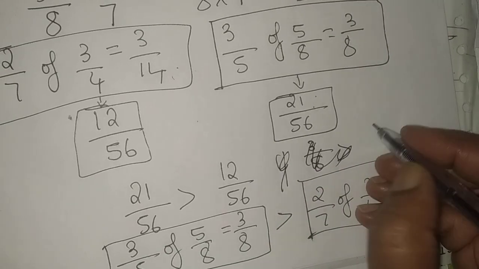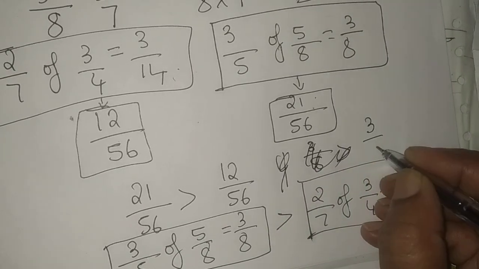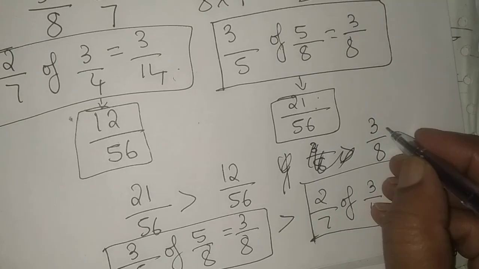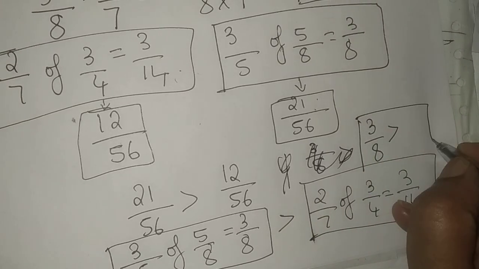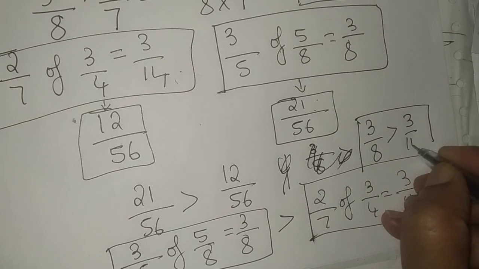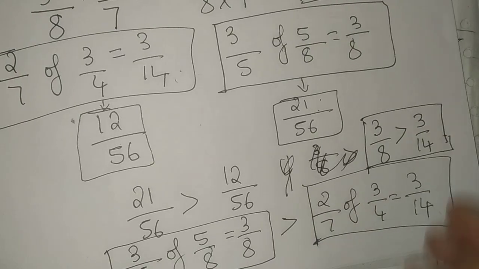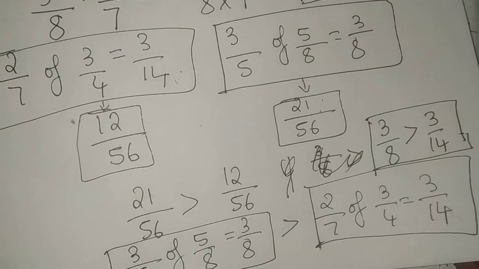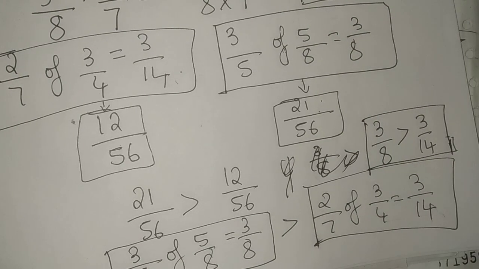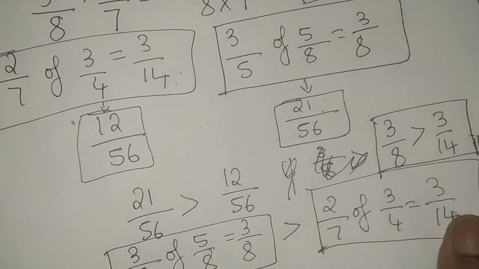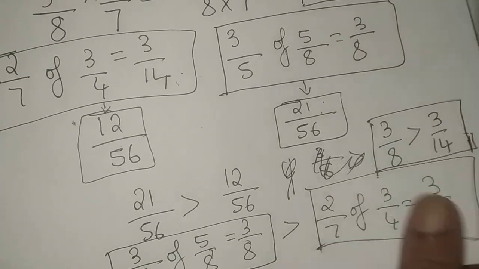Oh yeah, 3 by 8 is greater than 3 by 40. This is the solution for which one? Question 4, first problem. So we move on to the question 4, second problem.